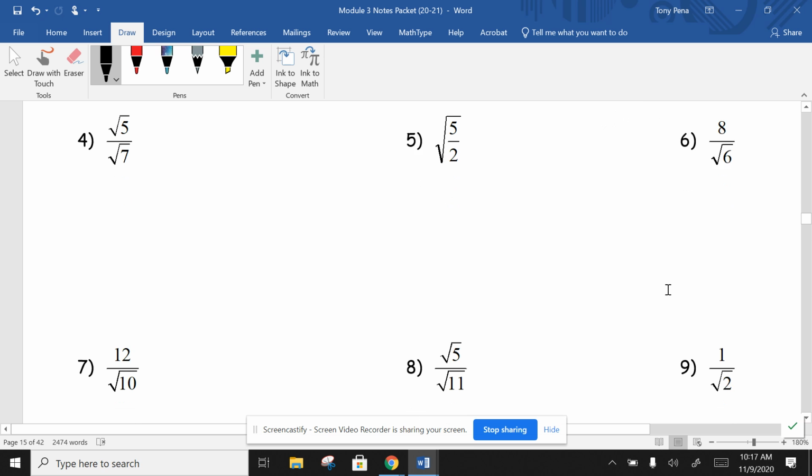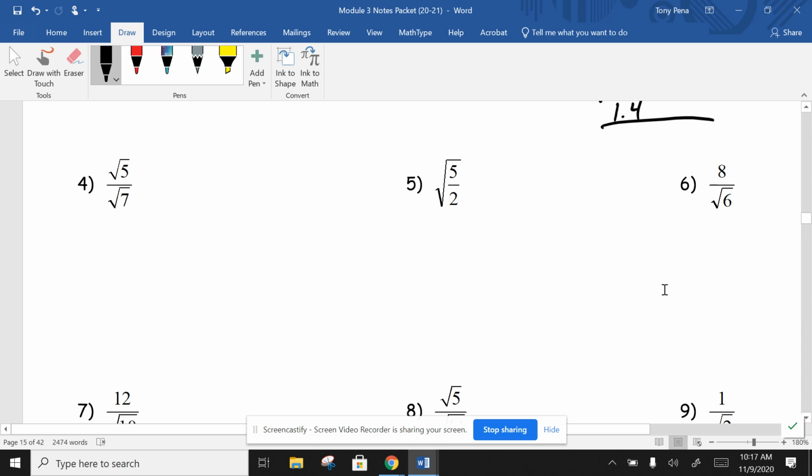All right, so number 4. So here's our issue. We first want to look, can I divide these? They're both underneath square roots. So if a 7 went evenly into a 5, we would just divide them. Okay, but obviously it doesn't. That's a completely reduced fraction.